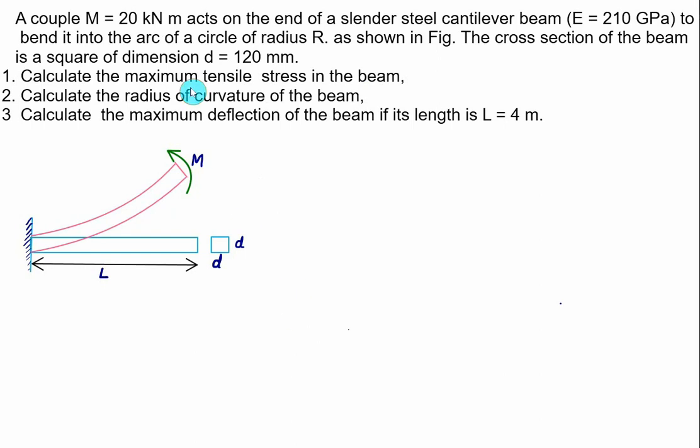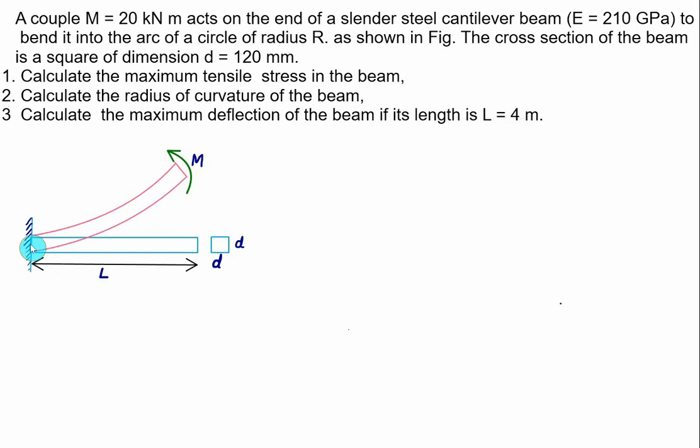A couple M equal to 20 kilonewton meter acts on the end of a slender steel cantilever beam having Young's modulus equal to 210 gigapascal, to bend it into an arc of a circle of radius r. As shown in the figure, the cross section of the beam is square with side d equal to 120 mm. Calculate the maximum tensile stress in the beam, calculate the radius of curvature of the beam, and calculate the maximum deflection of the beam if its length L is equal to 4 meter.